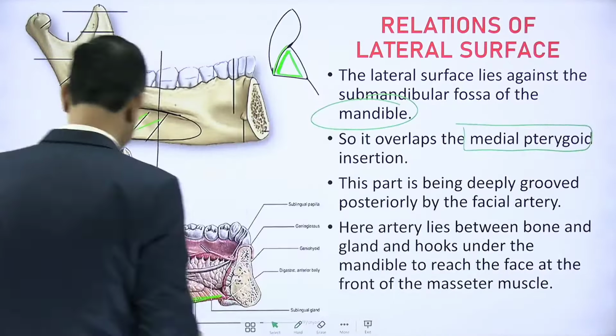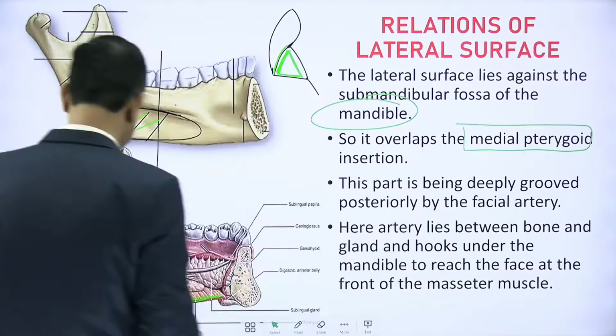Now, apart from the mandible, this area is also overlapping the medial pterygoid insertion. In this diagram, you can see that this is the inner side of the angle of the mandible. In this region, you have the insertion of your medial pterygoid. So, this is the overlapping where the insertion is covered by some area of the lateral part of your submandibular gland. Now, this part is also deeply grooved by the facial artery.